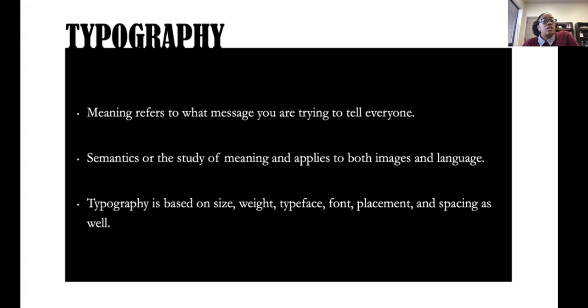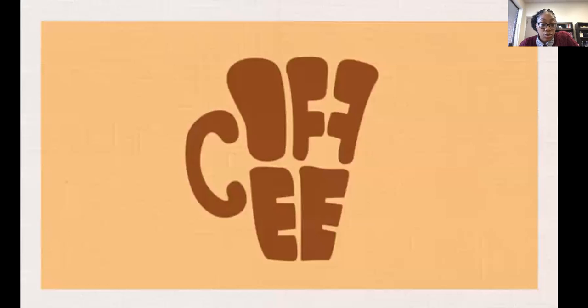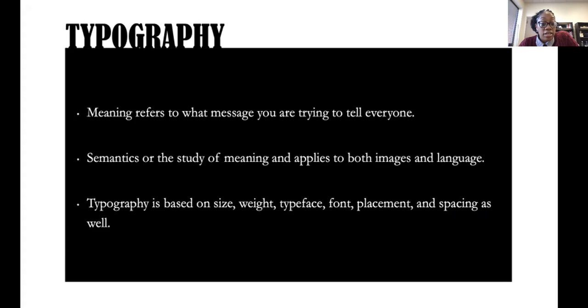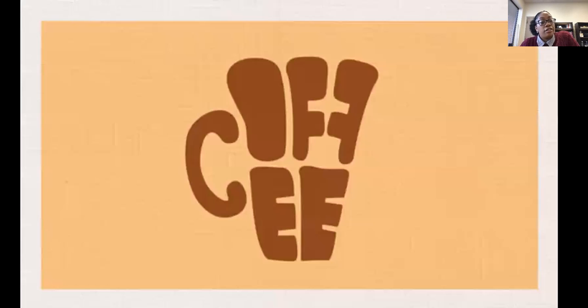But typography involves size, weight, typeface, font, placement, and spacing as well. So here's an example of semantics, but also how you can use typography as an image. So this is a cup of coffee. It's pretty simple, and also the color itself. If you go back to the meaning of colors, you have association, connotation, denotation. So this is a pretty good example of typography and how you can use it as an image.